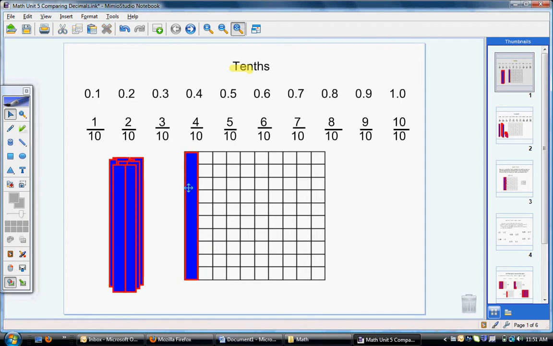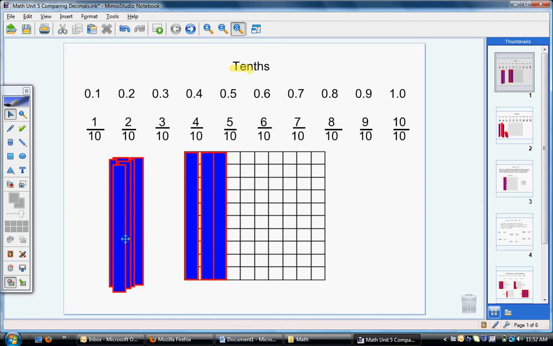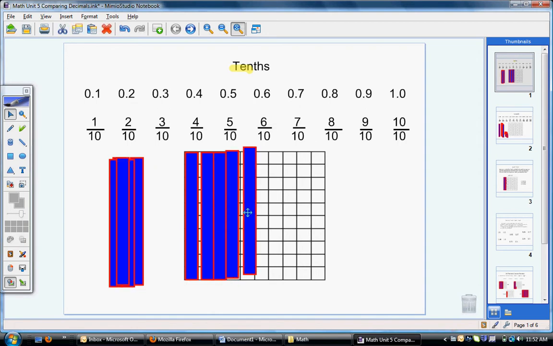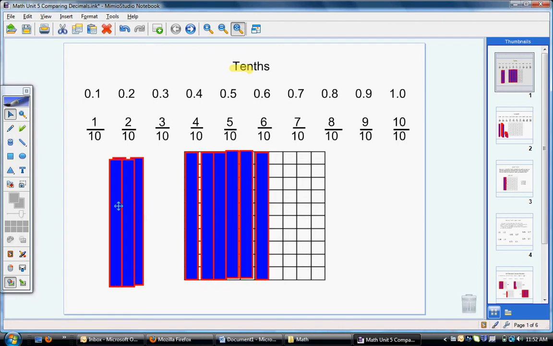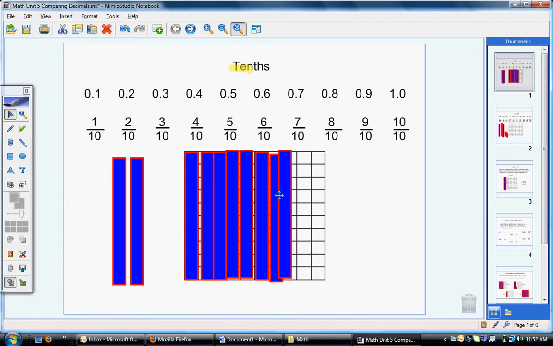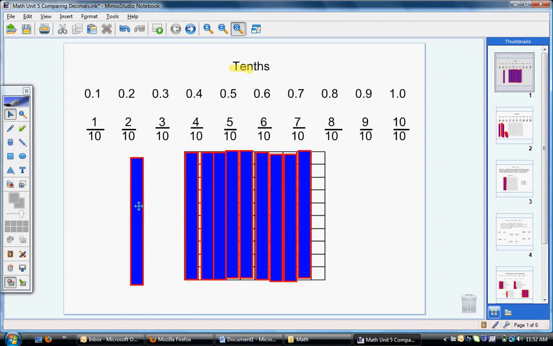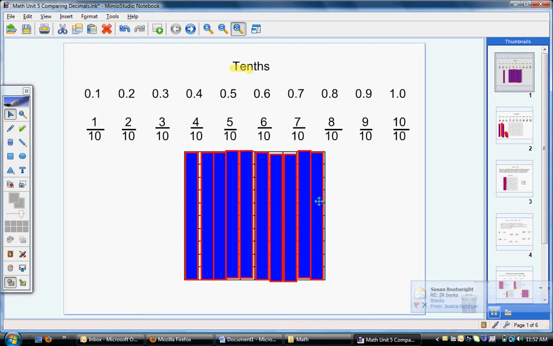Because if I had 10 of these, 1, 2, 3, 4, 5, 6, 7, 8, 9, and 10, they would cover up the whole square.